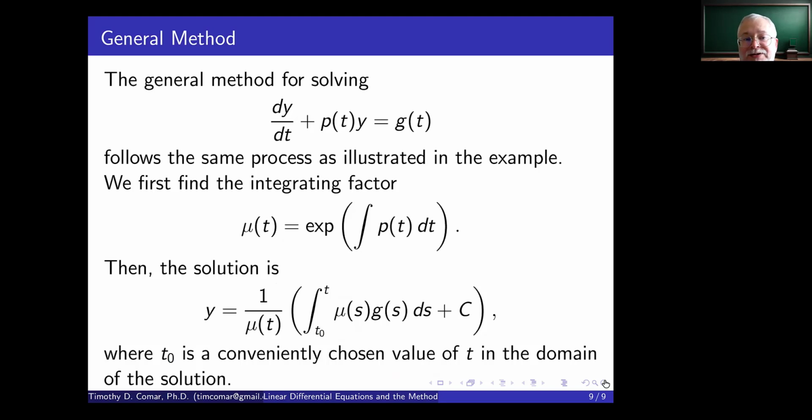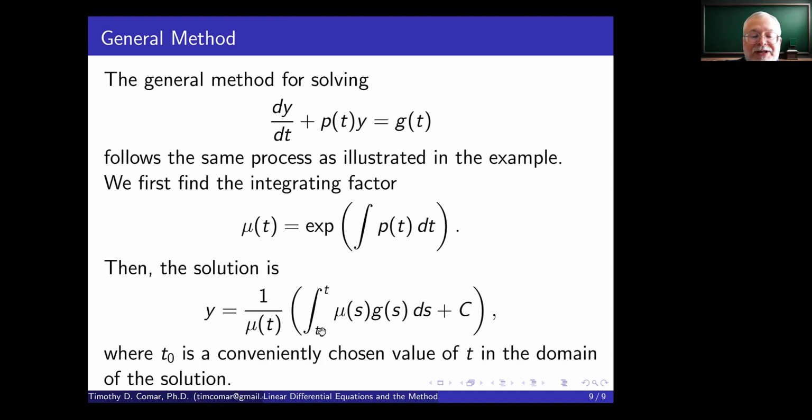So to summarize, the general method for solving a first-order linear differential equation written in this form follows the same process as illustrated in the example. We first find the integrating factor. So again, mu of t is going to be e raised to the integral of p of t. And the solution simply is going to be y equals 1 over mu of t times the integral from t naught to t of mu of s times g of s ds plus a constant of integration.